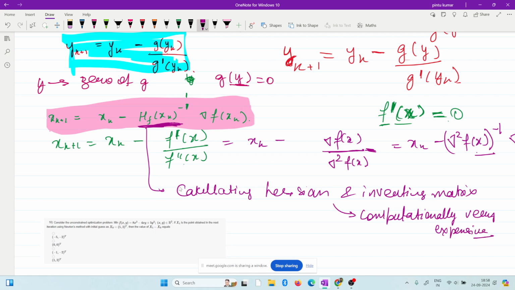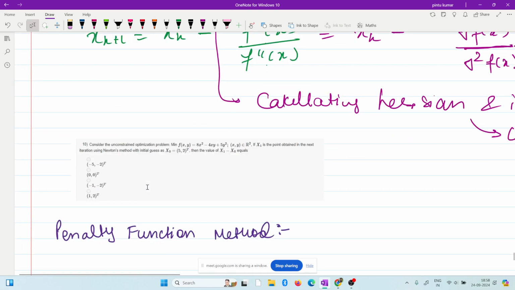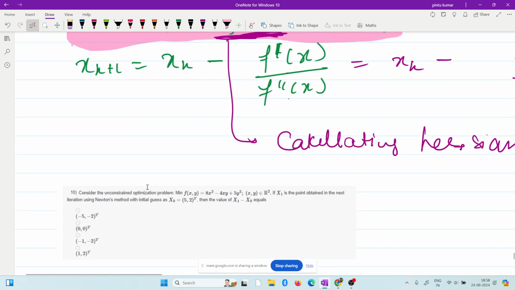That's the reason why people don't use this method in machine learning applications a lot. Some people might use it for some simpler functions, but generally people don't use it. Okay.